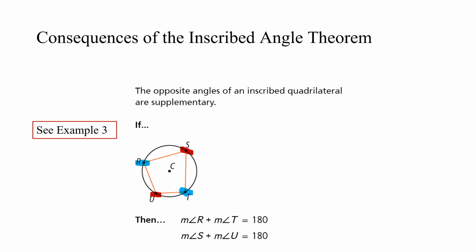So if you didn't notice that the first time we looked at example 3, look at it, add up the angles that are across from each other, and see if in fact they are going to be supplementary, if they are going to add up to 180 degrees.